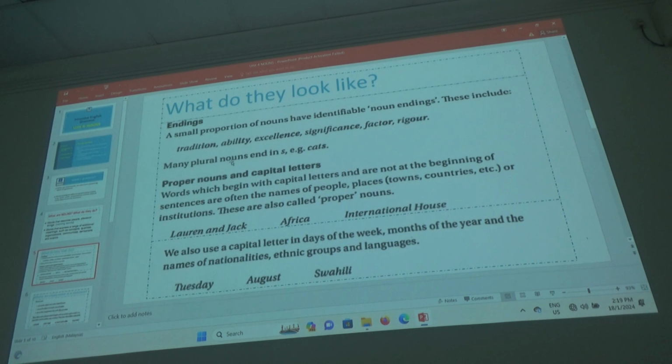Many plural nouns end in s. Of course, we know this. Cat becomes cats, dog becomes dogs, student becomes students. All right, all this happens.